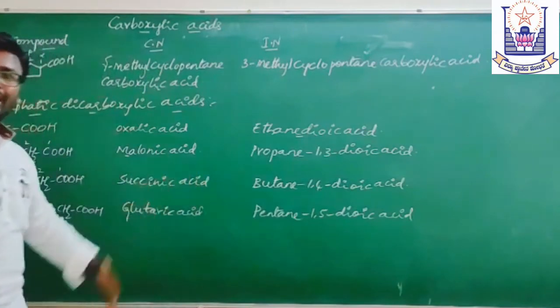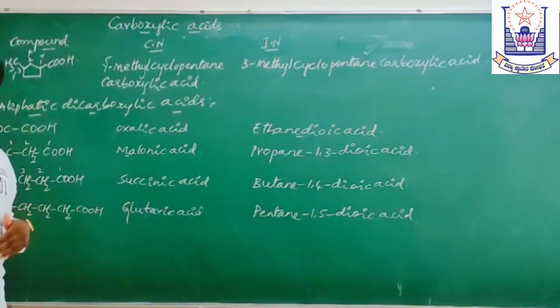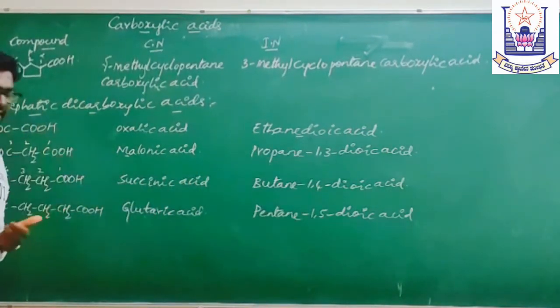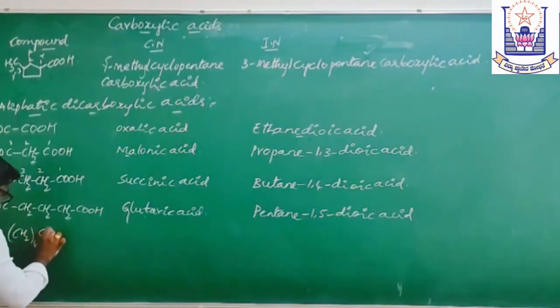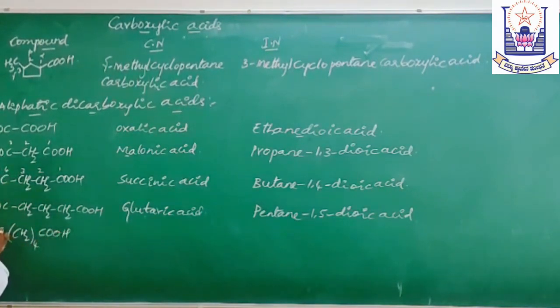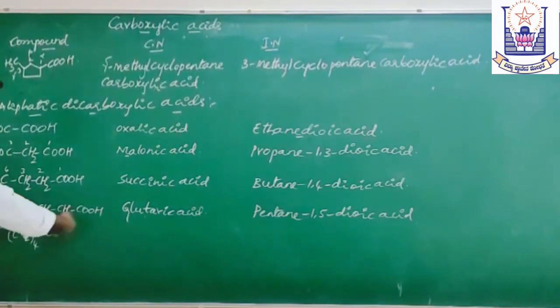Okay. Go for one more. The dicarboxylic acid. See, here I can write easily like this. Here there are 3 CH2, no? I am going to make the 4 CH2 groups, like this. Okay. This is called as condensed formula. Instead of writing 4 times the CH2, I am showing like this.